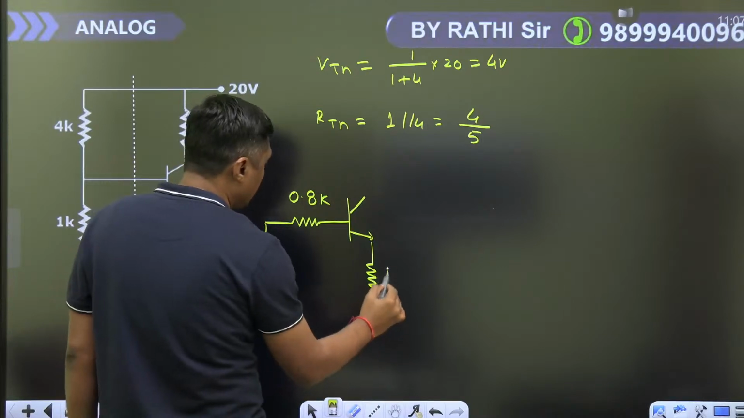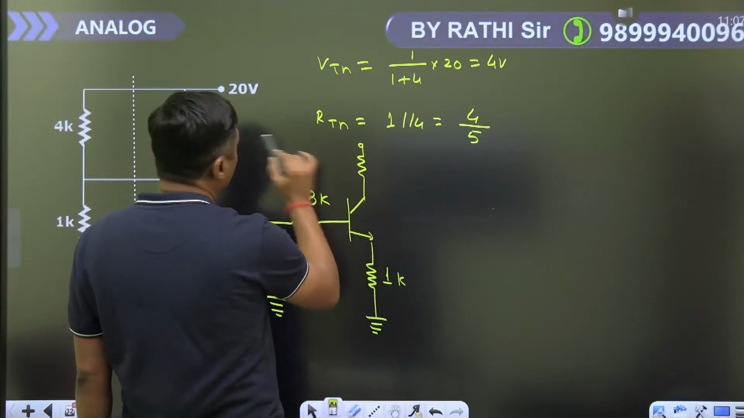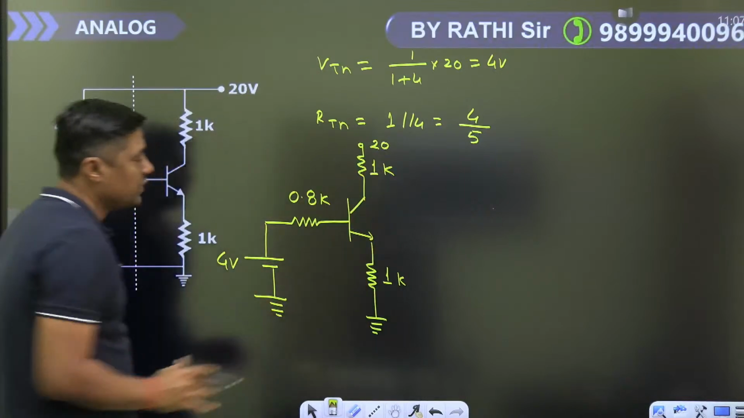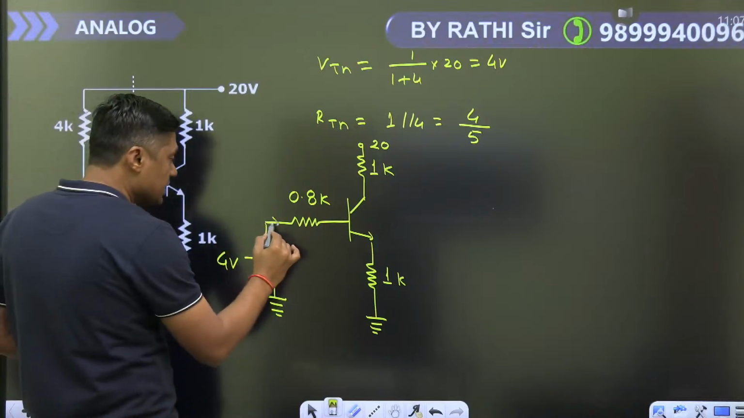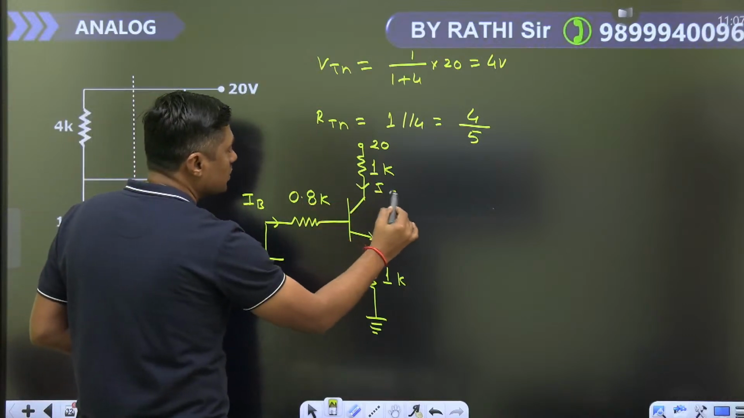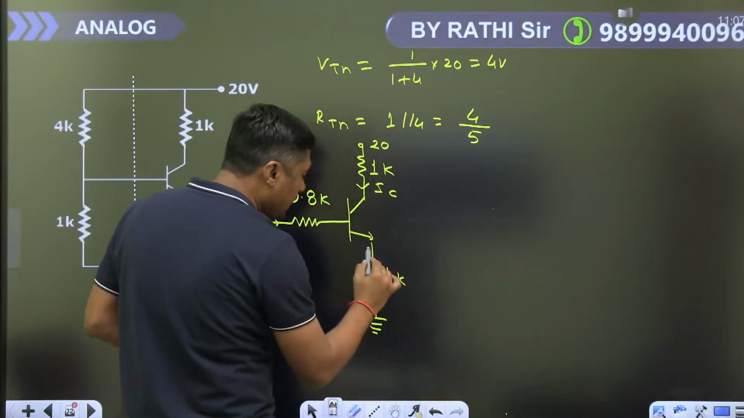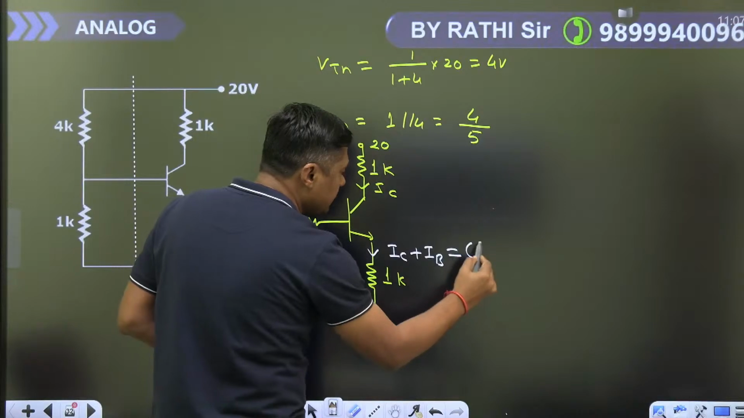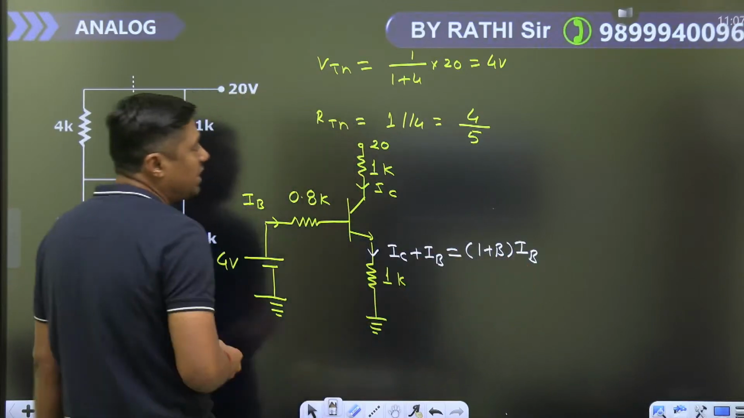This is RE, 1 kilo ohm, and that is RC, 1 kilo ohm. And this is the 20 volt. Now first of all find this one. Then this is IB here. This is IC. This current is what? IC. So what is the current here? IC plus IB. In active region, IC plus IB is written as 1 plus beta times IB, because IC is equal to beta IB.